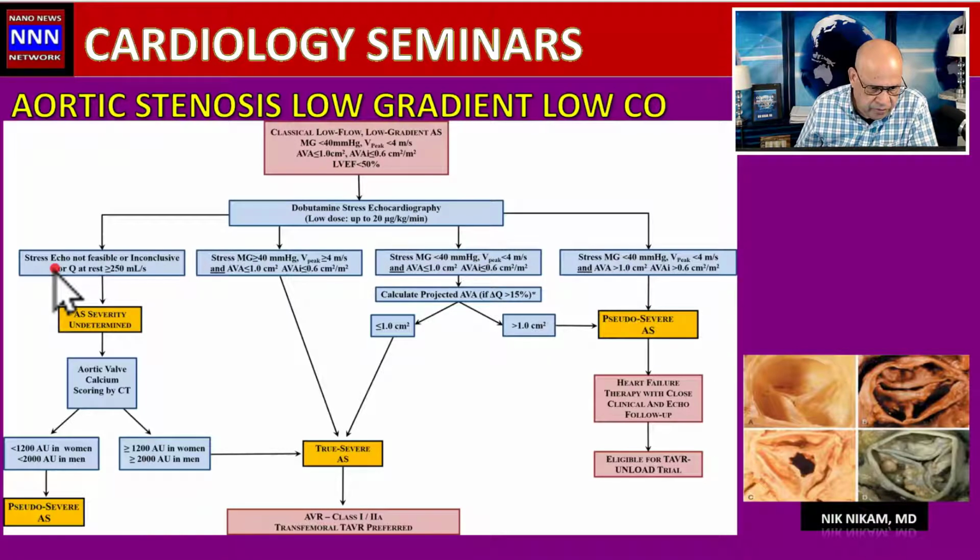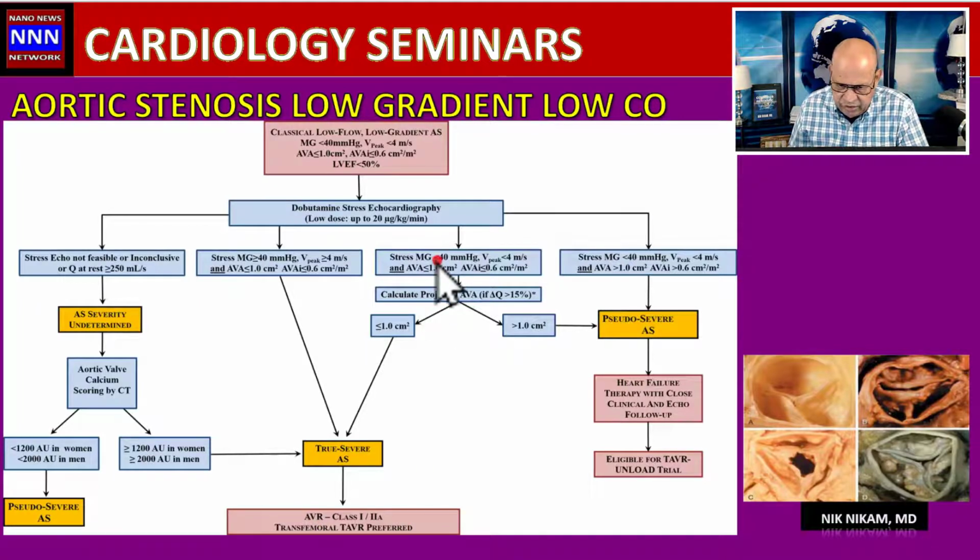If the stress echo is not feasible or inconclusive, or Q at rest is 250 ml per second, and if we can determine the severity, we go for the calcium scoring, and based upon the calcium scoring, we see what needs to be done. Either we treat them medically for heart failure or treat them with valve repair or replacement. And of course, if the gradient goes up, the valve area gets critical, then it is true aortic stenosis. We proceed with the valve repair or replacement.